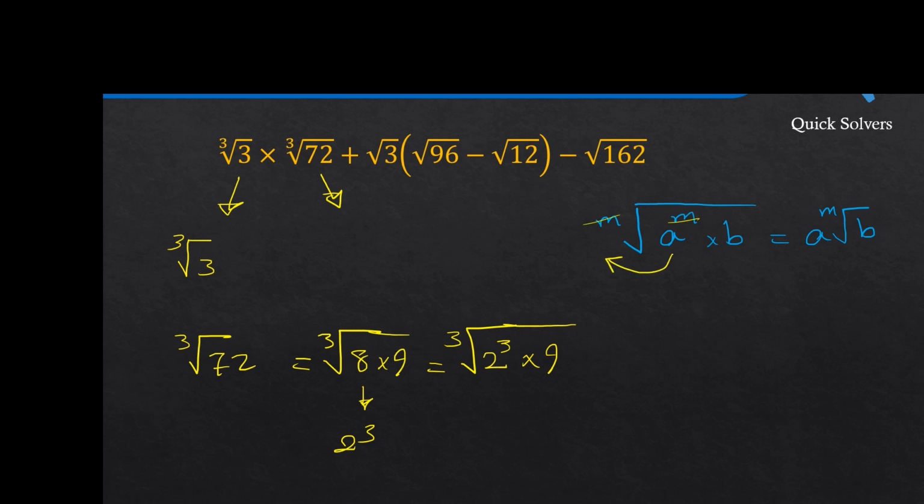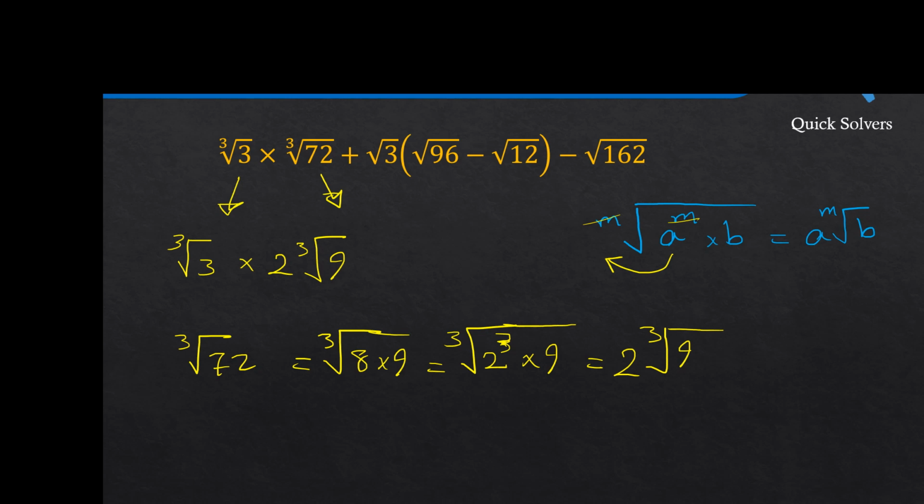So I can do the same here. Well, this is 3. I can do the same here and I can take these two out. Then I can rewrite this as 2 times the third root, or cube root, of 9. Okay, so this is then equal to 2 times cube root of 9.